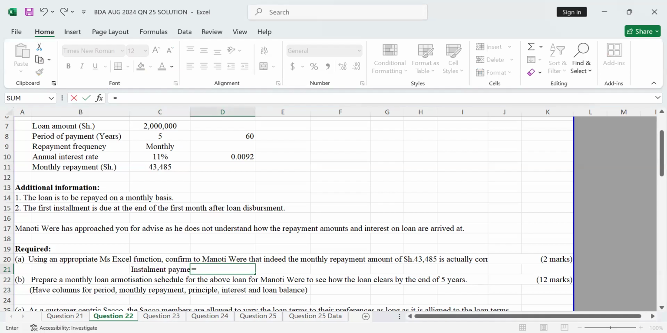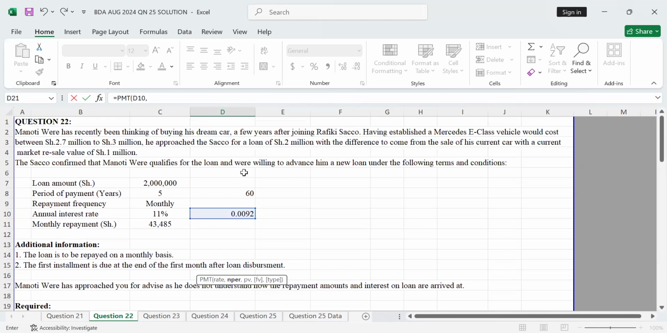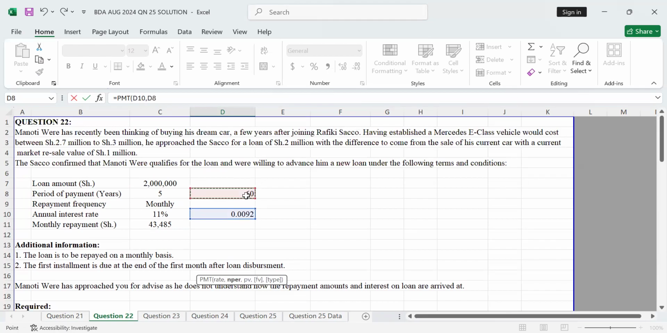You just type PMT. PMT calculates the payments on a loan based on constant payments and a constant interest rate. So that is what we type, PMT. They want us to put the rate, so I just click here. That is our rate, comma, NPER. This is the period. How many periods? 60 months. You put a comma.